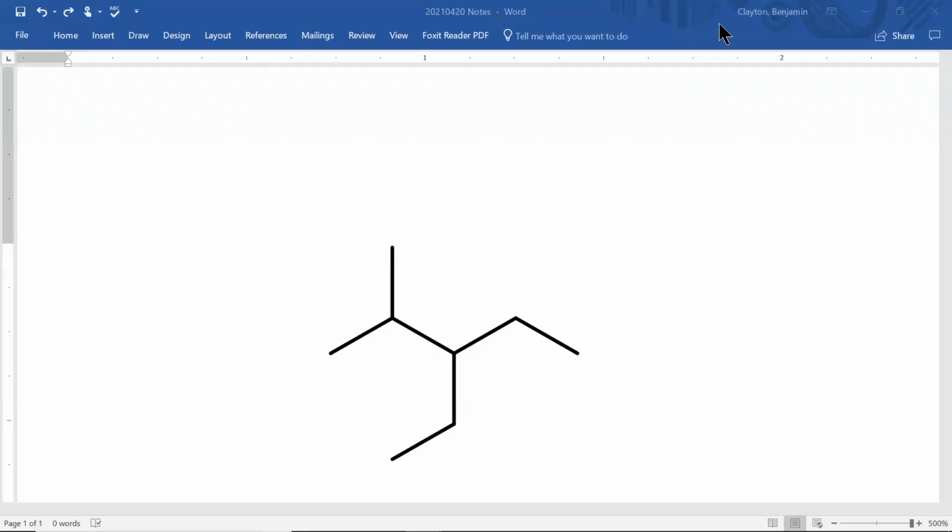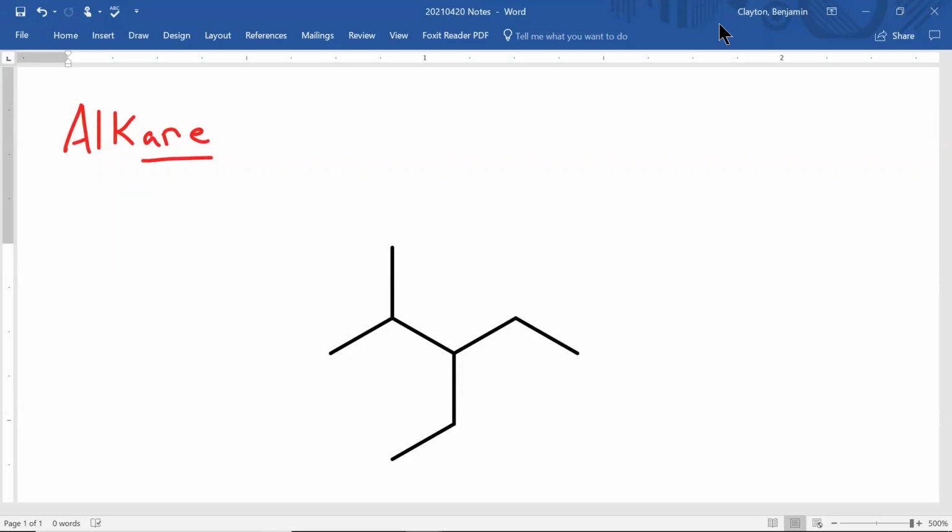This is Dr. Clayton, and I had a request to go over the naming of alkanes. So let me write that out here, alkanes. We could say here the alkanes are going to be the parent compound. In this case, you can see the molecule I have drawn, and we are going to determine the size of this and also the position of the groups. That's the whole purpose of IUPAC naming.